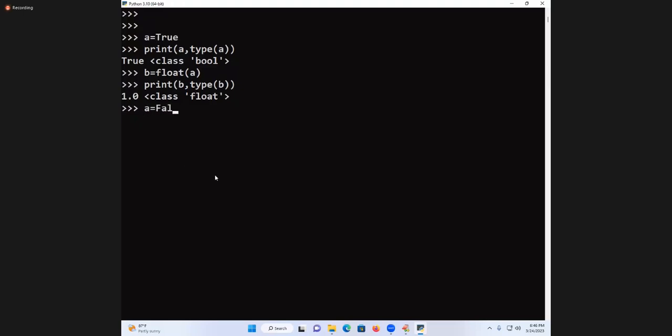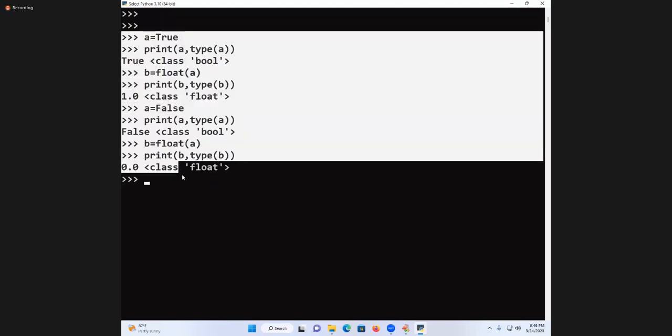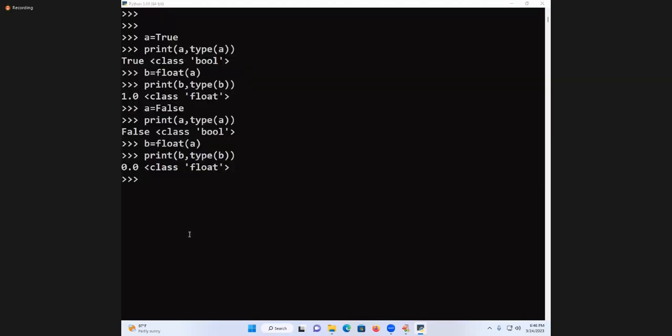Now A is equal to what? False. Print of A. Float of that. Print of this, 0.0. Getting out? Yes. Go to the place.